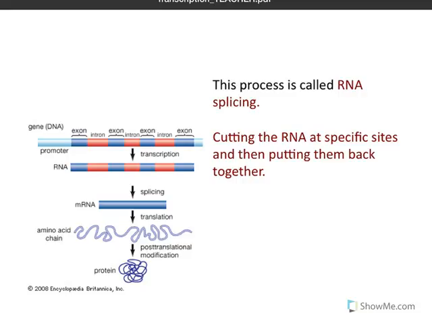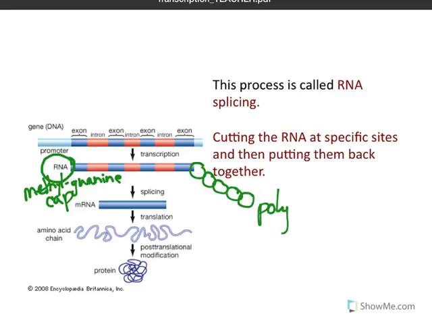There are two more things that are happening to kind of help protect the mRNA before it leaves the nucleus. So on one end, you're going to place something that's called a methylguanine cap. And that's meant to kind of protect that. And at the other end, we're going to add something called a poly-A tail.